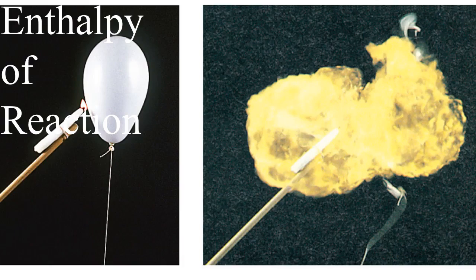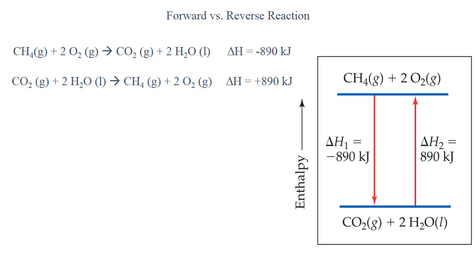This video is going to go over some basic concepts of enthalpy of reaction. So the first idea here is we have a reaction: methane plus 2 moles of oxygen react to form carbon dioxide and 2 moles of water. And you have a delta H there, which would be the enthalpy of this reaction.